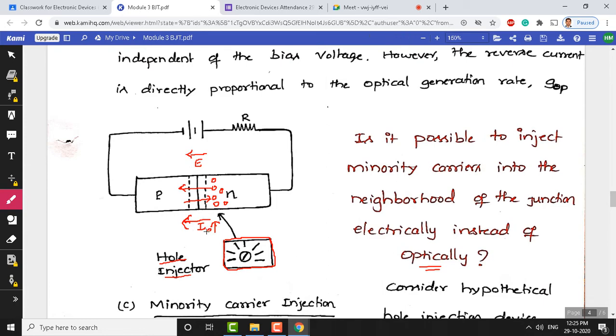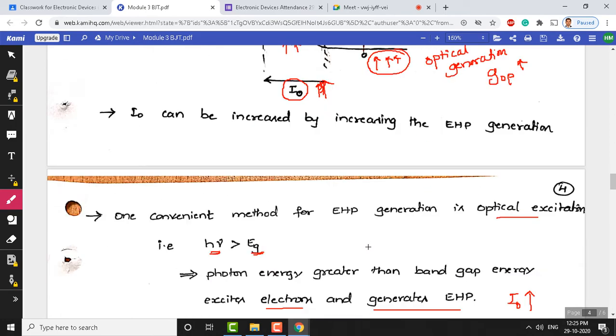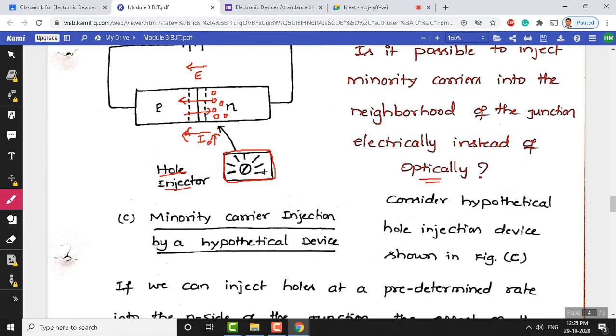The same current I naught that we have seen due to the optical generation can be generated by having a separate device called a hole injector. So, this is a hypothetical hole injection device. Physically, we are not using this device here to inject holes externally into this N region.